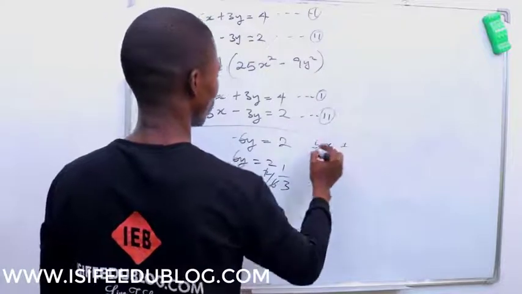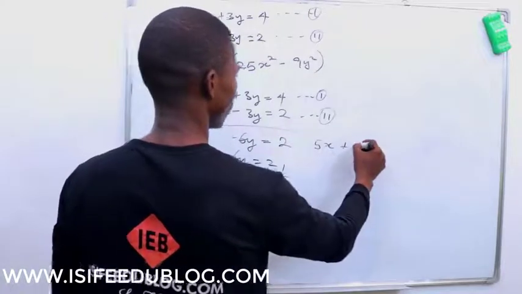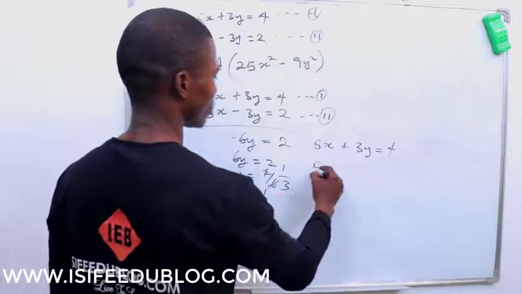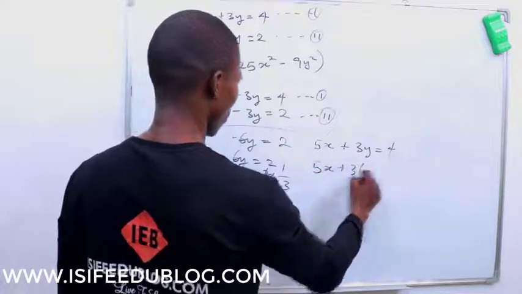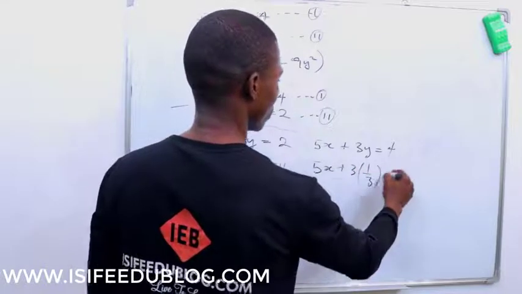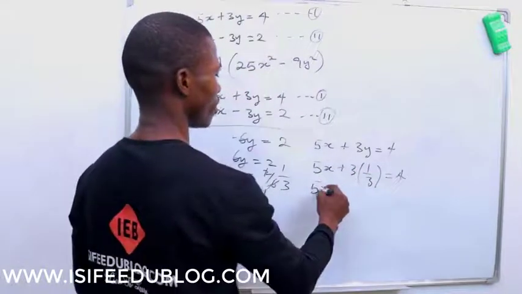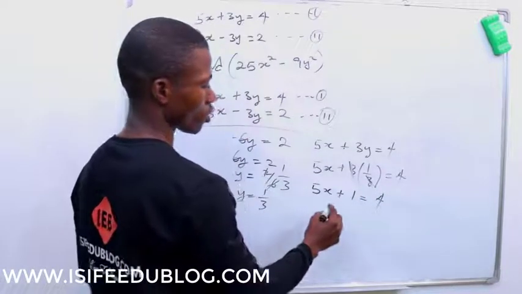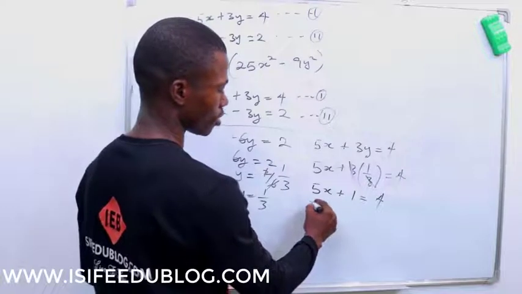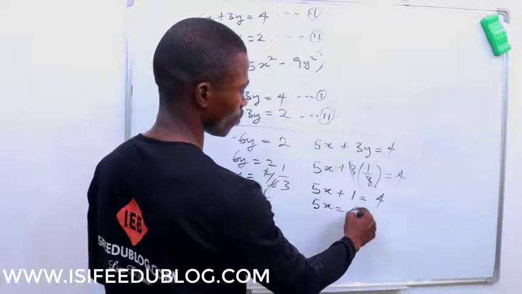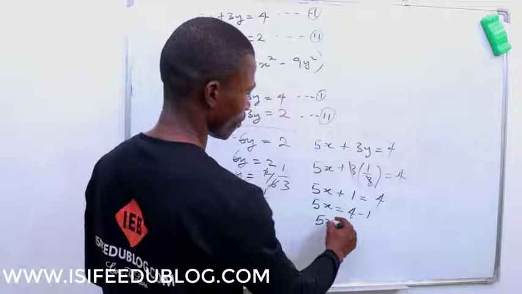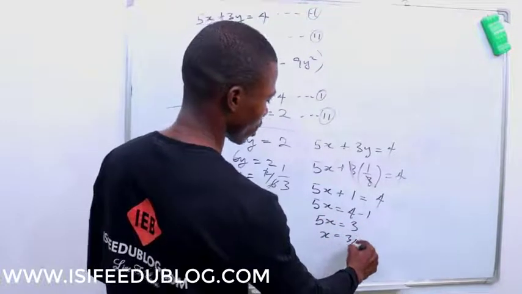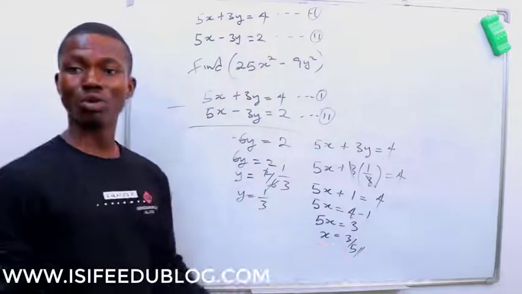Let's substitute it in equation 1. 5x plus 3y is equal to 4. Substituting y, this is 5x plus 3 times 1 over 3, which is equal to 4. So 5x plus 1 is equal to 4. Collecting like terms, 5x is equal to 4 minus 1, which is 3. Therefore, x is equal to 3 over 5.